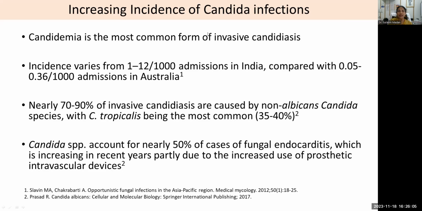So candidemia is the most common form of invasive candidiasis, the incidence of which may vary from 1 to 12 per 1,000 admissions in our country, compared with 0.05 to 0.36 per 1,000 admissions in Australia. So this was from the study which has been referred to here. Now, nearly 70 to 90% of invasive candidiasis, as per the Indian studies, have been caused by non-albicans Candida species, Candida tropicalis being the most common. And Candida species account for nearly 50% of cases of fungal endocarditis, which is increasing in recent years, partly due to the increased use of prosthetic intravascular devices.